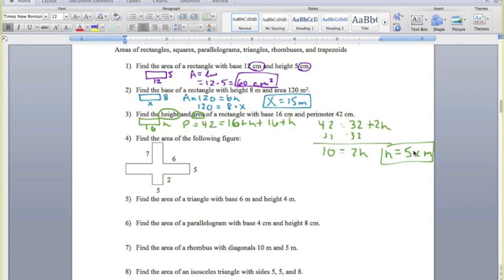But this question asks for 2 things. It asks for height and area. So we need to make sure we complete this question and say area is the base times the height. 80 centimeters squared. Square units for area.